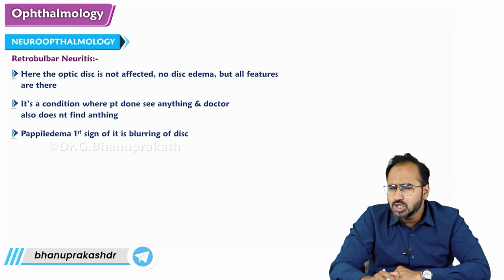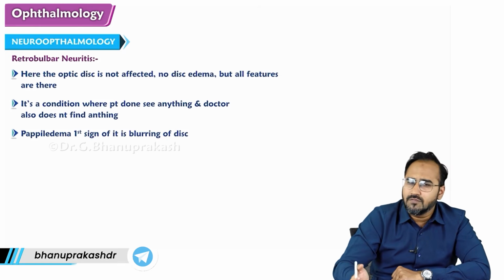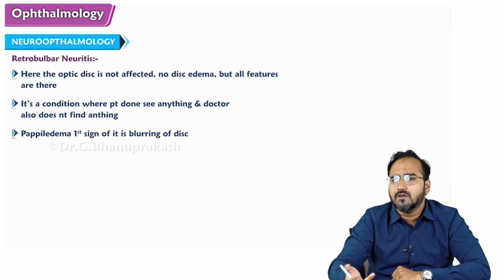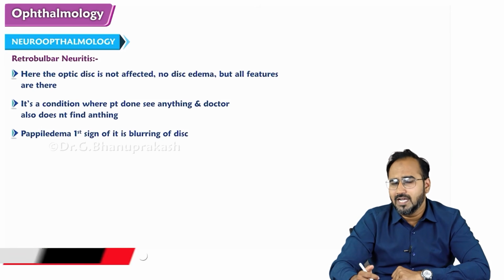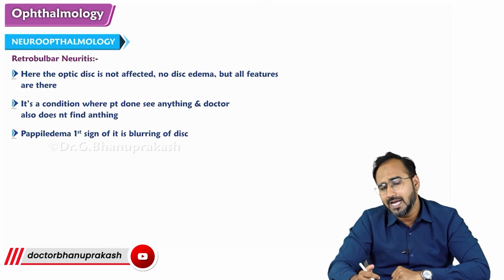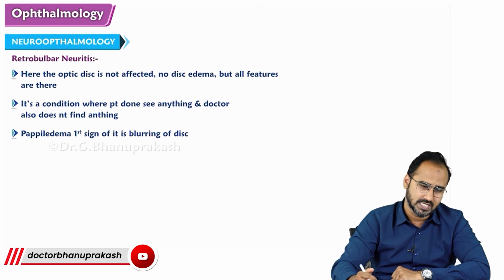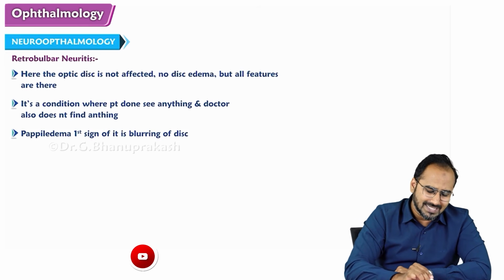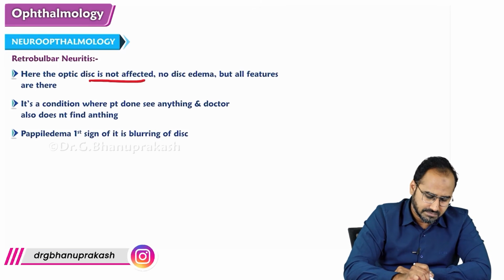In retrobulbar neuritis, there are no signs, there are no symptoms. The patient won't complain of anything, the doctor won't find anything. It is an incidental finding, or sometimes it might present at a very late stage. Here the optic disc is not at all affected, but other features could be seen.